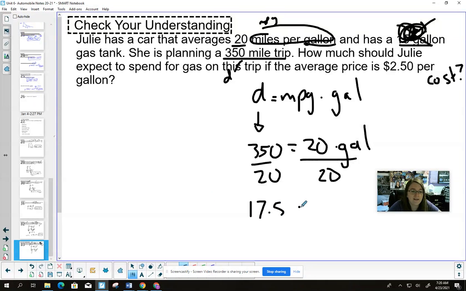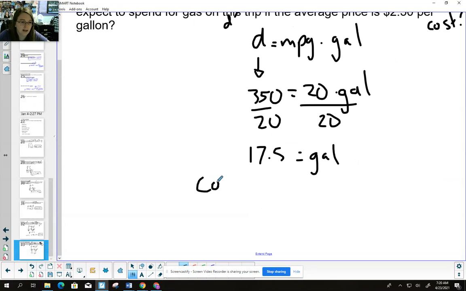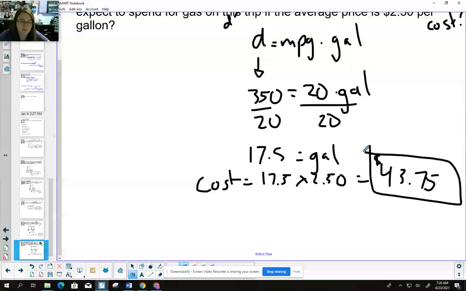So 17.5 gallons. And then what should we have done to get the cost here? With 17.5 gallons, $2.50 per gallon, we should multiply, right? 17.5 times 2.50. Because $2.50 per gallon, that's a multiply word. That's how much this trip would cost her.